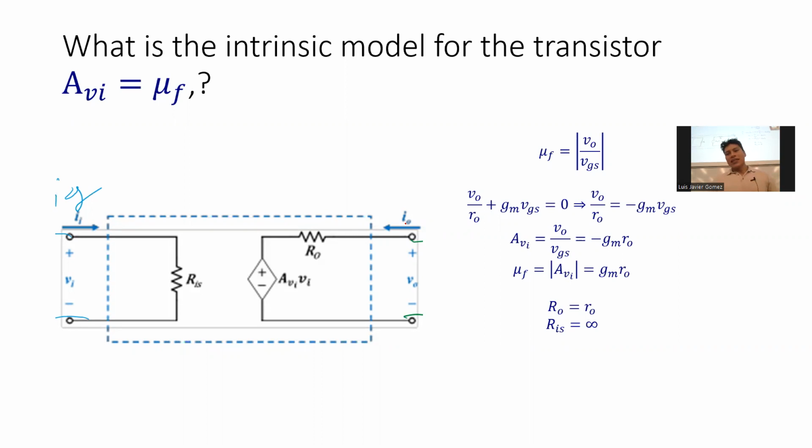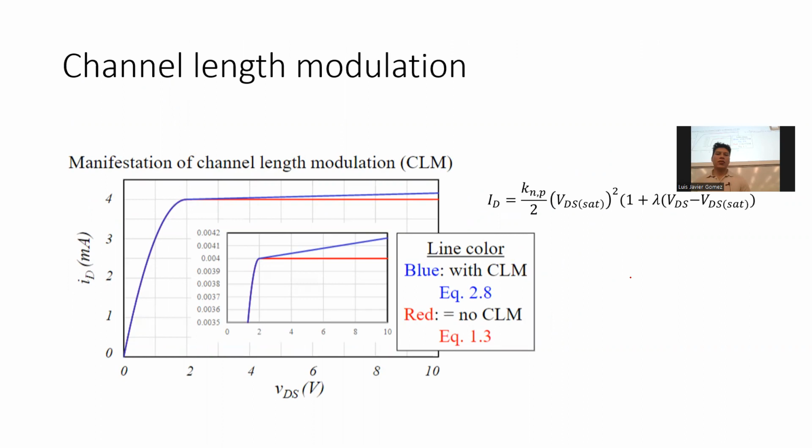Anyway, here's the answer, so this is what mu F is. So that's basically it. Okay, last thing is channel length modulation. Initially I showed you these red plots where, as you increase VDS and fix VGS, remember this blue and red line are for a fixed VGS, you would first enter the triode region.